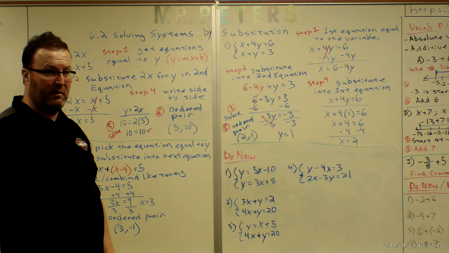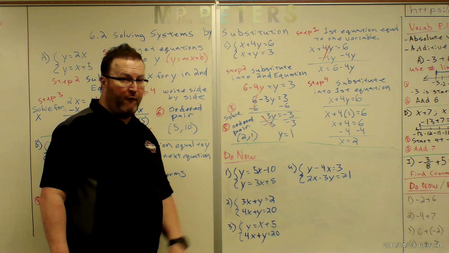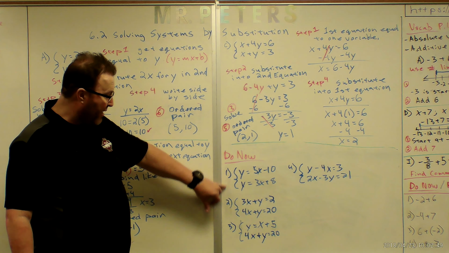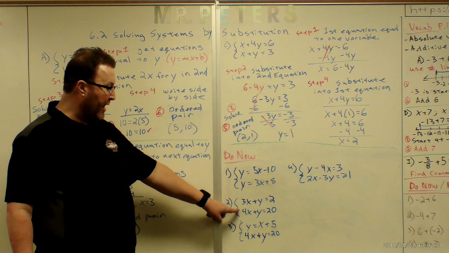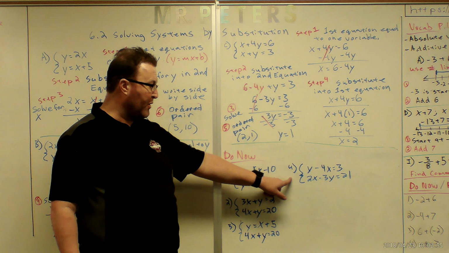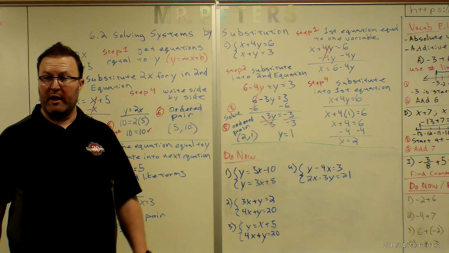Any questions? Okay. So let's talk about the do now. You have 4 questions, right? This one is just like example 1, right? It's y equals y. What about this one? What example is this one like? C. Okay. What about this one right here? Okay. What about this one right here? Good. Okay. Get your do now done.